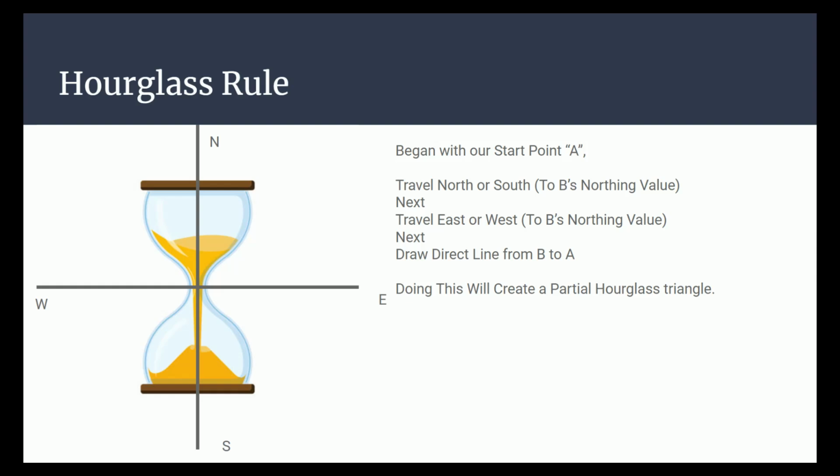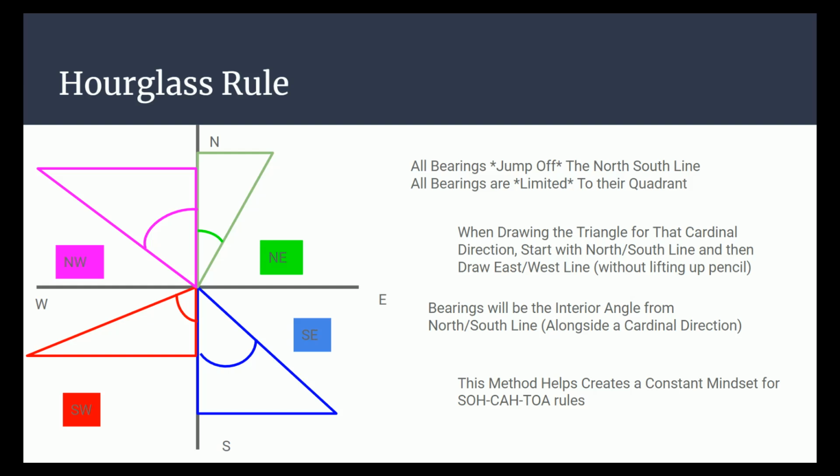calculating bearings and distances. So for the hourglass rule, as you can see with these four triangles, each of these triangles creates a part of the hourglass. All these bearings that are jumping off from this north-south line will also be the interior angle of these triangles. If we keep your traverses constant with this hourglass rule, it makes work easier for you because your SOHCAHTOA rules are going to remain constant. And what I mean by that will be shown on the next slide.